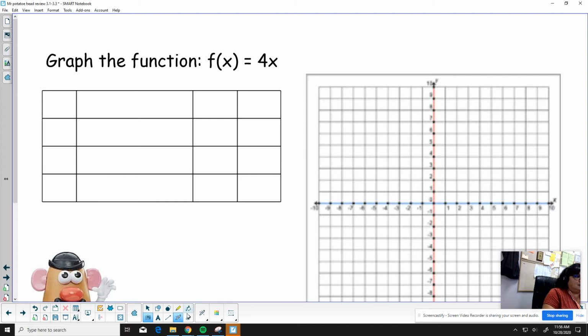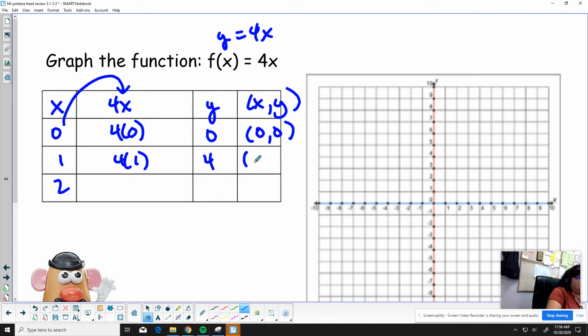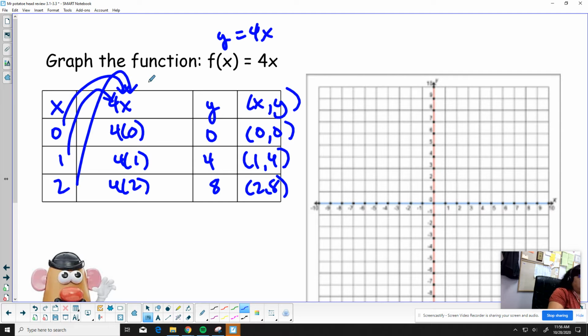All right, same thing. We're going to take the f of x and make it a y. So x is first, the function is second, this part, y is third, and then the ordered pair. So I pick easy numbers for x, which are 0, 1, and 2. Those are my easiest numbers, and I plug them in. So 4 times 0 is 0, so (0, 0). 4 times 1 is 4. 4 times 2 is 8. So there are my ordered pairs. All I did was take the numbers and put them in for x each time.